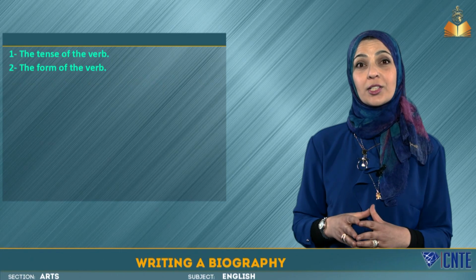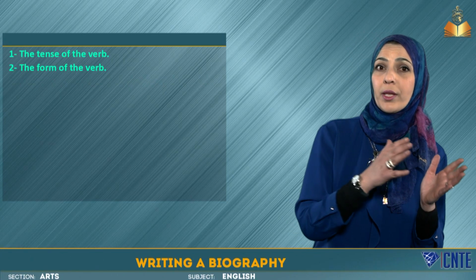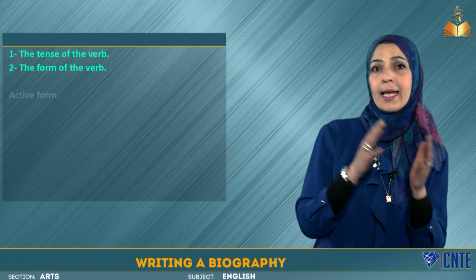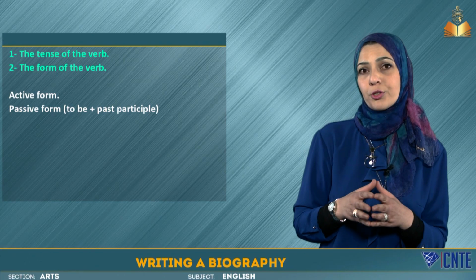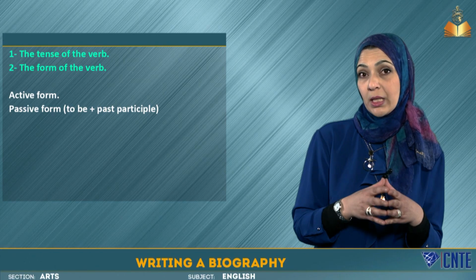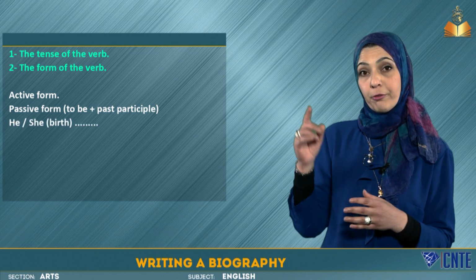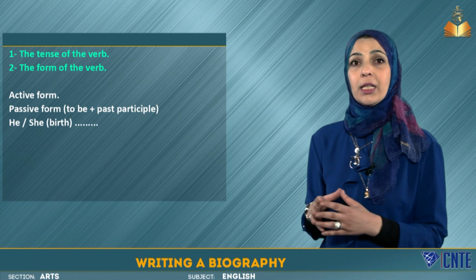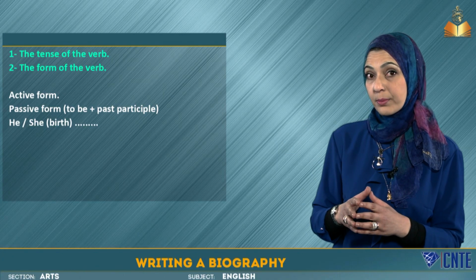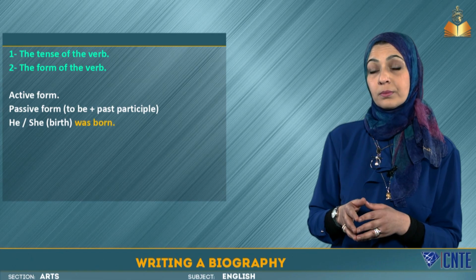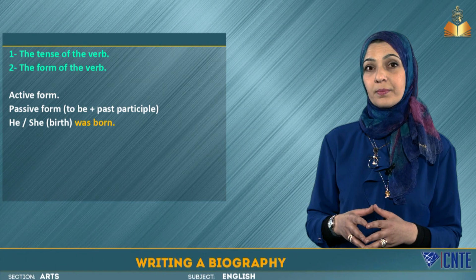The second challenge is the form of the verb. Here you should be careful of whether your verb should be in the active form or in the passive, which structure is to be plus the past participle of the main verb. For example, he or she, in brackets, birth. Can you guess the answer? Well, if your answer is was born, then it's correct.